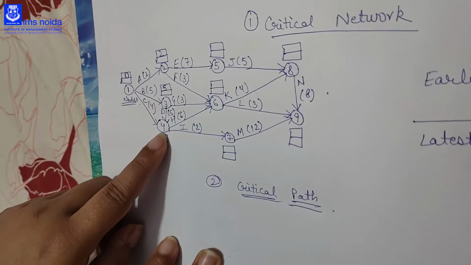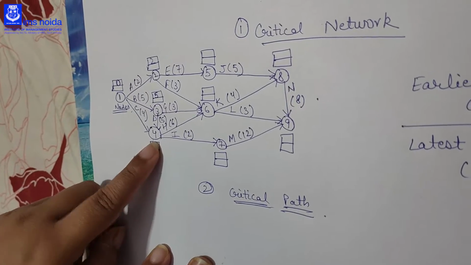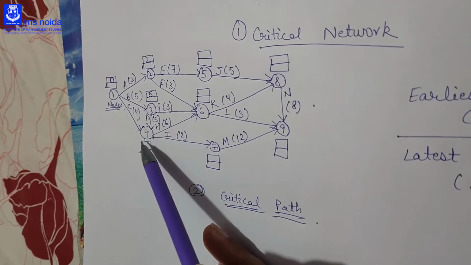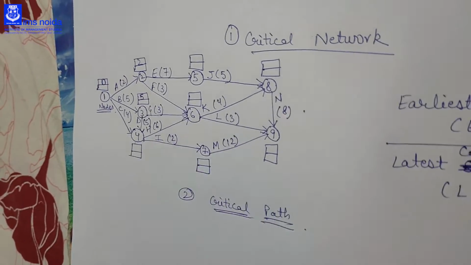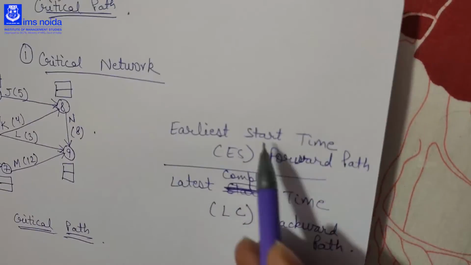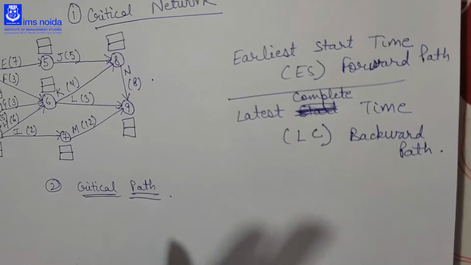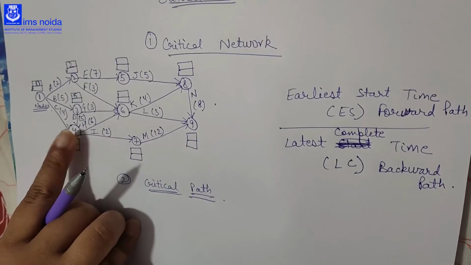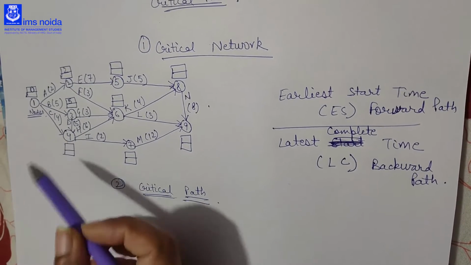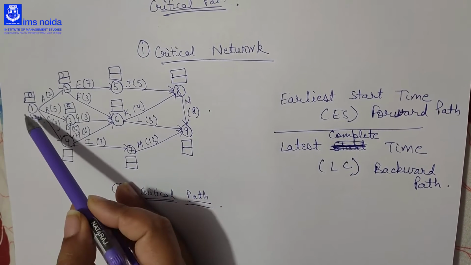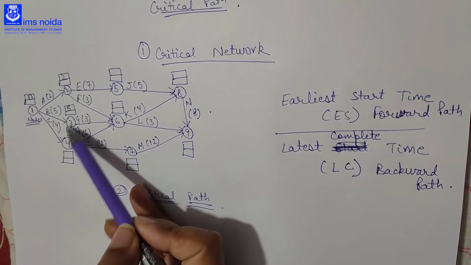Then we will move on to the fourth node. In the fourth node you can see that there are two ways to move on to the fourth, from 1 to 4 and from 3 to 4. In earliest start time, if we have two ways to move on to any node, we take the maximum time. Like just see here, to move on to the fourth node we can move from 1 to 4 and 3 to 4.